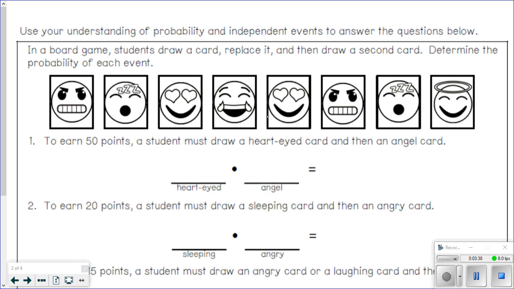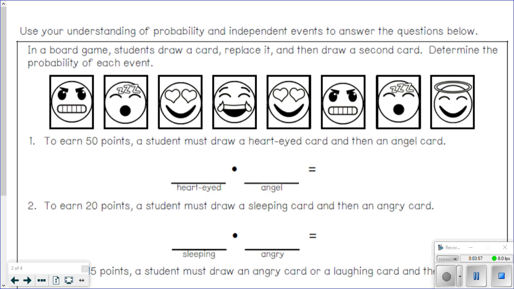So in a board game, students draw a card and then replace it. So they draw a card and then they put it back when they're done with it. And then they draw a second card. So determine the probability of each event. To earn 50 points, a student must draw a heart-eyed card and then an angel card.